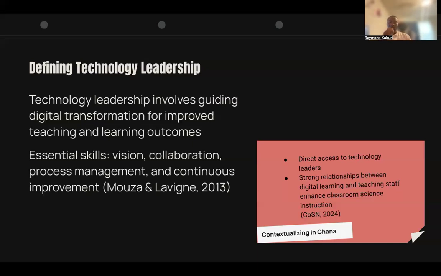It was stated clearly that technology leadership gives strong relationships, and in this particular scenario, helps teaching staff to enhance their classroom teaching. Definitely, we know that teaching and learning is very important. Relationships are very important when it comes to teaching and learning, and science instruction is not an exception. So, if we are able to do that, it will definitely enhance the instruction, and teaching and learning will be quite effective.